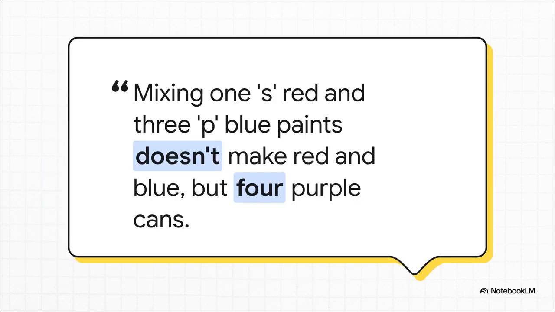Now, my favorite way to make this click is to think about mixing paint. Imagine you've got 1 can of red paint, let's call that your s orbital, and 3 cans of blue paint. Those are your p orbitals. If you pour them all into a bucket and mix them up, you don't get some red splotches and some blue splotches, right? No way. You get 4 perfectly identical cans of a brand new color, purple. And that's exactly what atoms are doing.